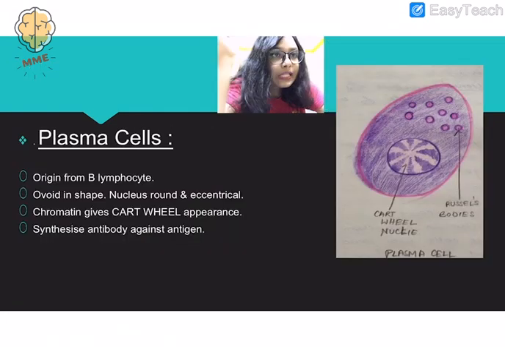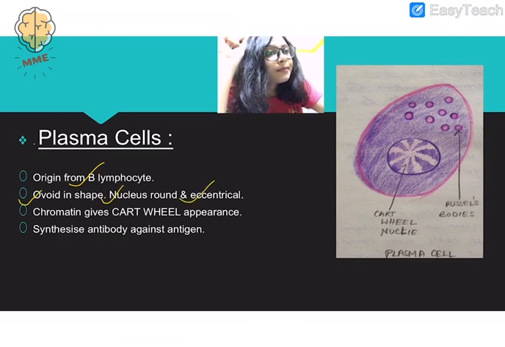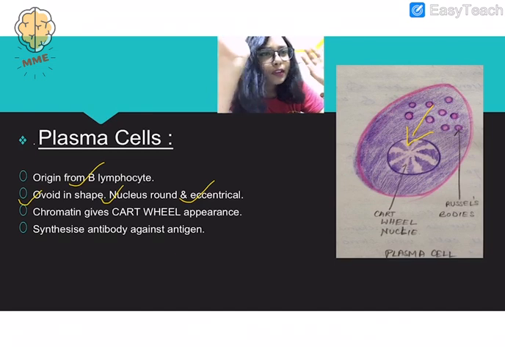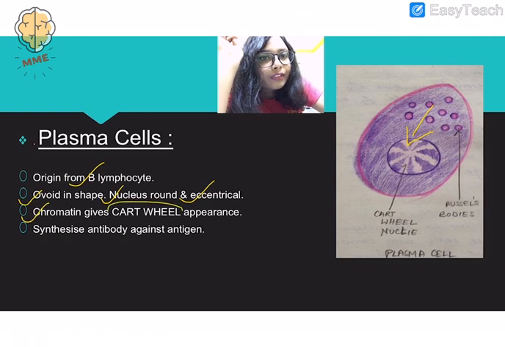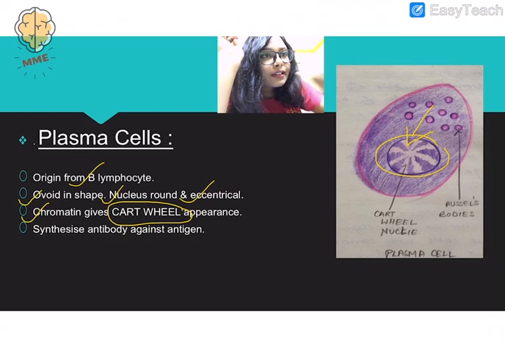Now, coming to the plasma cell, where do they originate from? They originate from the B lymphocyte. They are oval in shape, and the nucleus is round and eccentric. Eccentric means it is not placed in the center, it is pushed somewhat to the periphery. Chromatin granules will be there, which give it a cartwheel appearance. You can see the cartwheel appearance here, and that is because of the chromatin granules.